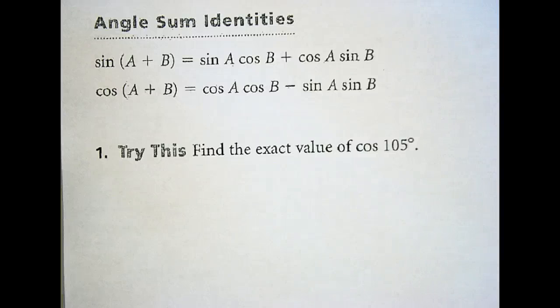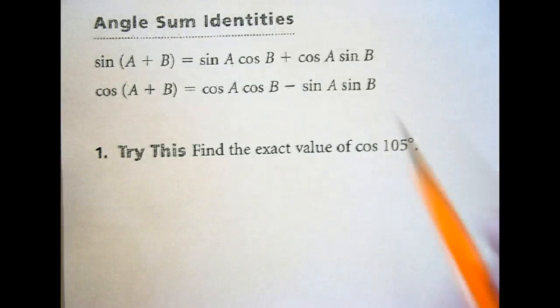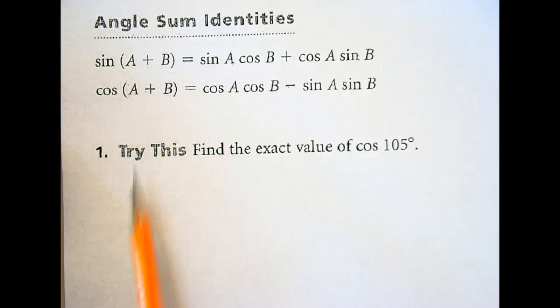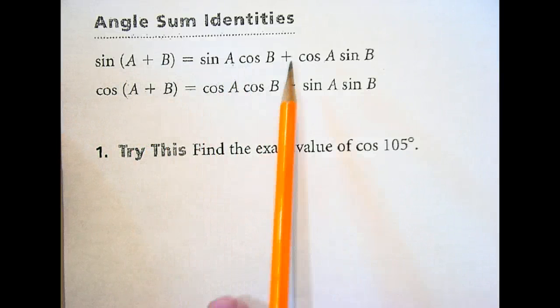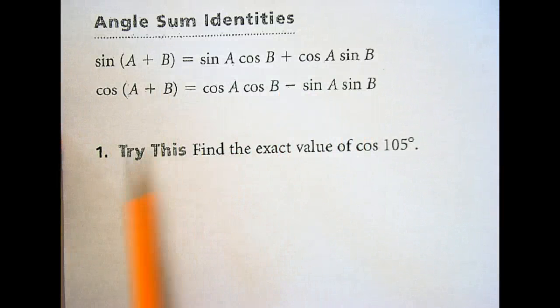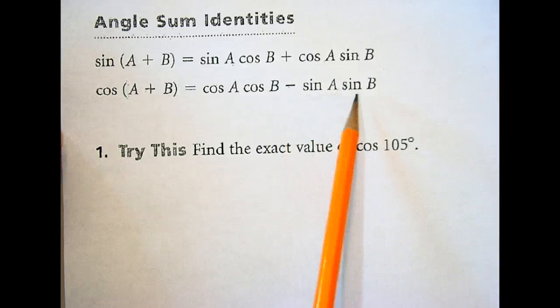But angle sum identities. Sine of angle A plus B is equal to sine A cos B plus cos A sine B. And then cos A plus B is equal to cos A cos B minus sine A sine B.